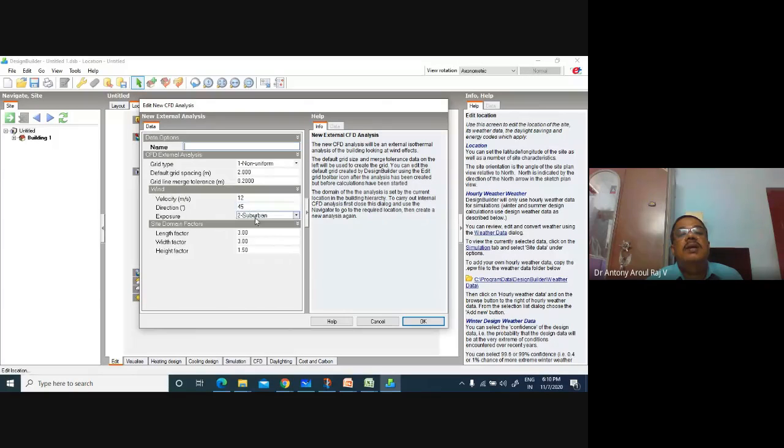Okay, so in the exposure, I have open country, suburban, and urban. You know the flow pattern will be different for open country, suburban, and urban. Urban is like a city. Suburban is between a village and the city. Open country is for a village. So I take suburban. Then I am giving the factors.